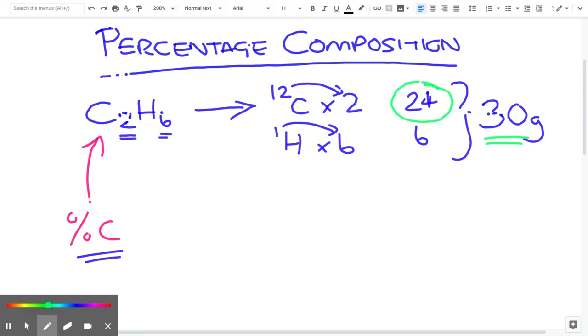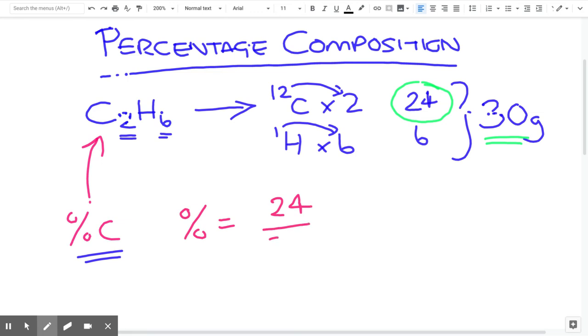And so what we therefore have is a percentage fraction calculation whereby the percentage is equal to the mass due to the element you're looking at, 24 in this case, divided by the total mass of the substance, and then obviously multiplied by 100 in order to get to a percentage. For these calculations, it is always useful to have your calculator at hand, and that will give you a value of 80%. So 80% of the mass of ethane is due to carbon.